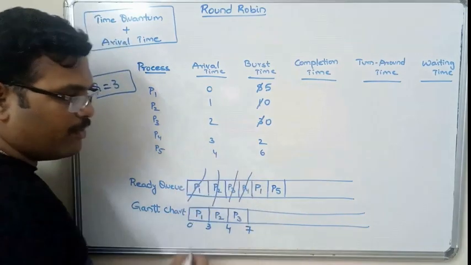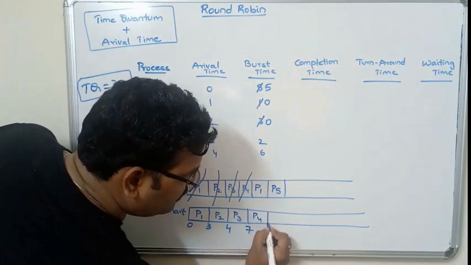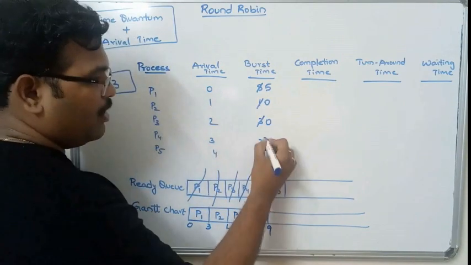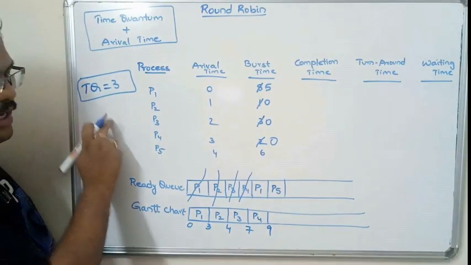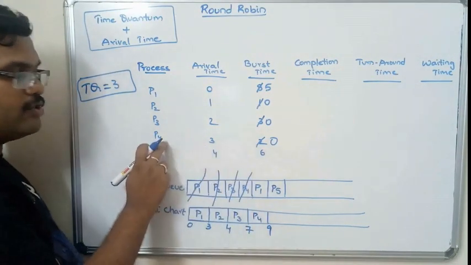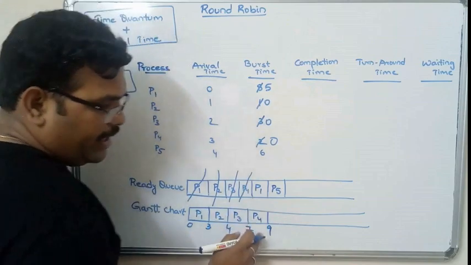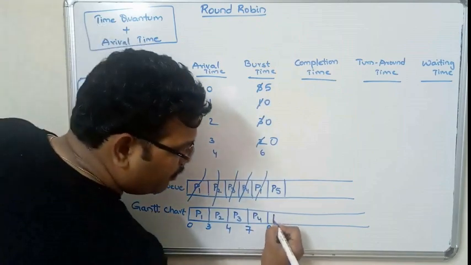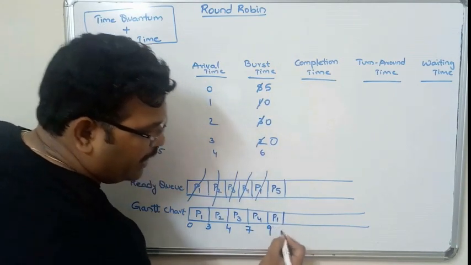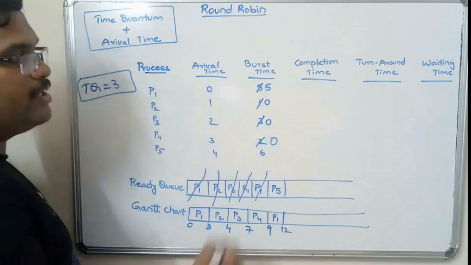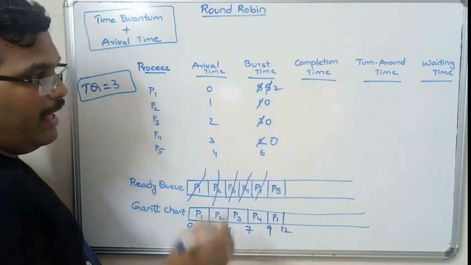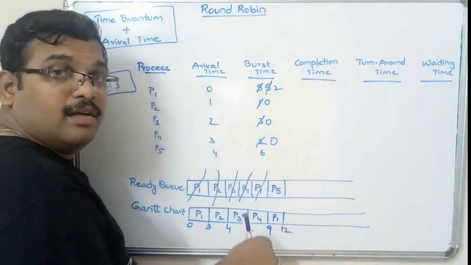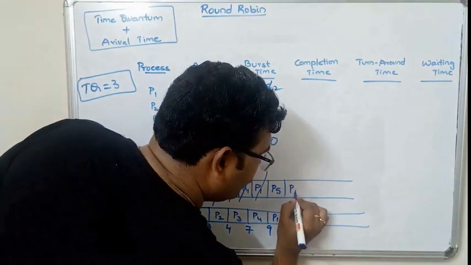Now in the order, P4 is removed from the ready queue and allocated to the CPU, and it executes 2 milliseconds, because the time quantum is 3 but only 2 milliseconds are required to complete its execution. Next, P1 is removed from the ready queue, allocated to the CPU, and executes 3 milliseconds. Now it requires 2 more milliseconds to complete, so P1 will be removed from the CPU and added to the ready queue.